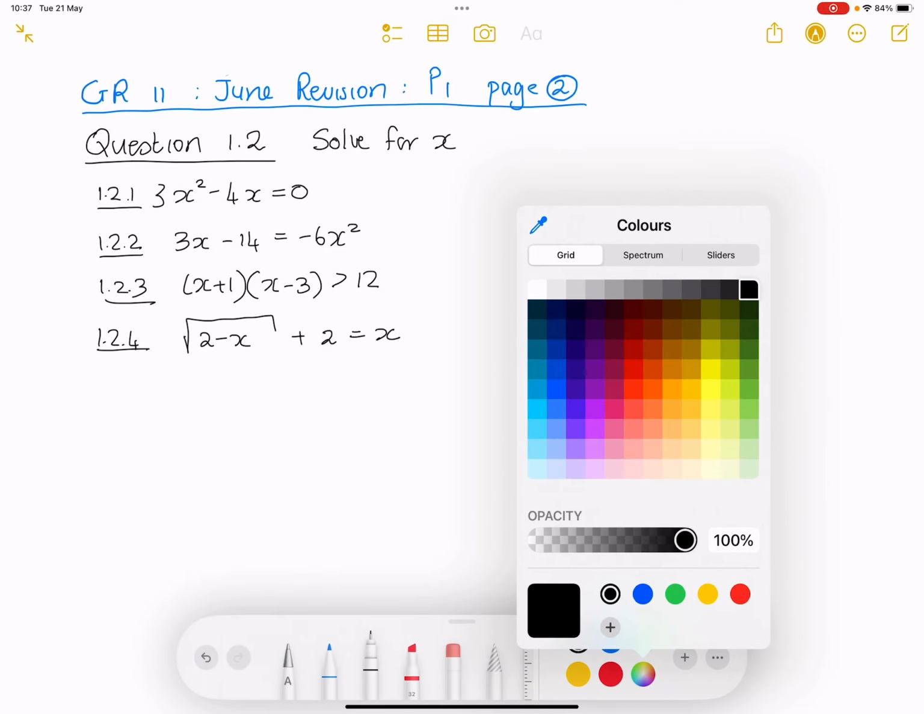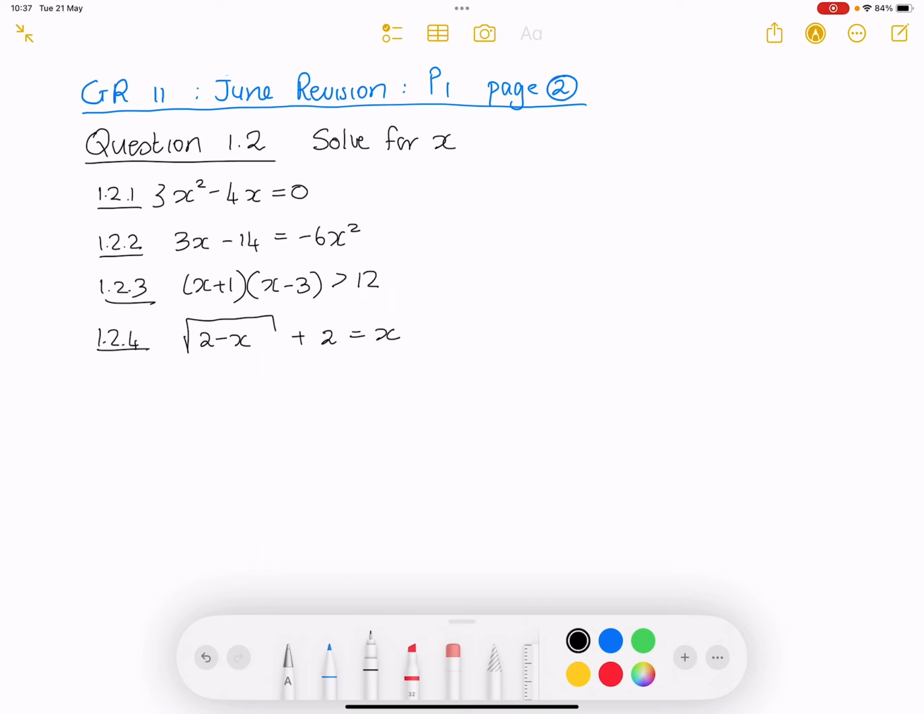Okay, we're here busy with question 2, which is the solving of equations. Now the first question is question 1.2.1, where they give you 3x squared minus 4x equal to 0. So what we're going to do here is factorize. We take out a common factor.